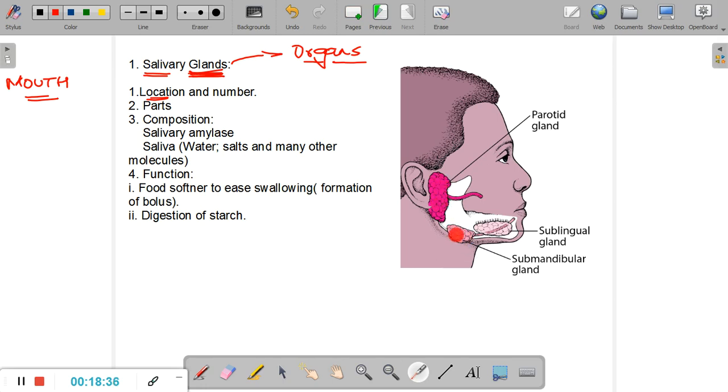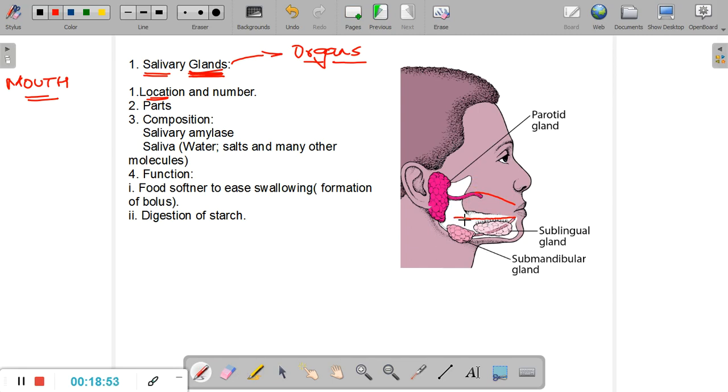Then we have another salivary gland which is somewhere at the back of the floor of your mouth. So this is the floor of our mouth, and this is the roof of our mouth here. Let me just draw them. So this is the roof of our mouth, and this is the floor of our mouth.